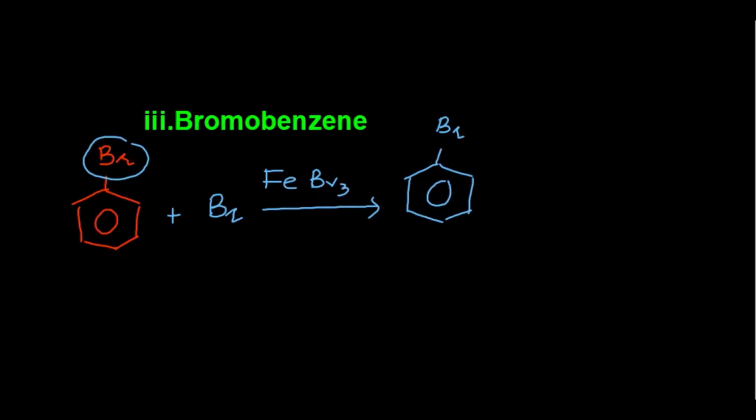So one bromine atom here we get at the ortho position, dibromobenzene, 1,2-dibromobenzene, plus the next molecule which is formed, bromine, and at the para position we get bromine. So it is 1,4-dibromobenzene. We get the mixture of 1,2-dibromobenzene as well as 1,4-dibromobenzene. So here we need 2 moles of bromobenzene. I hope this reaction is clear, students.